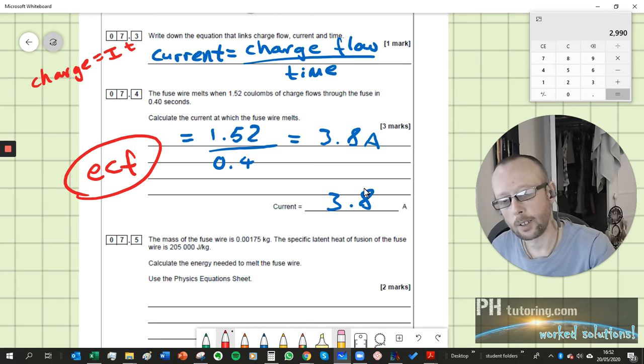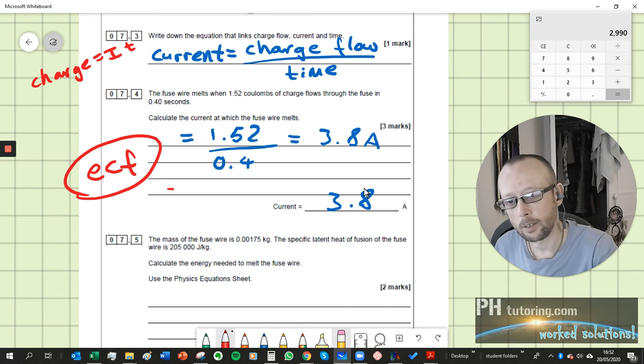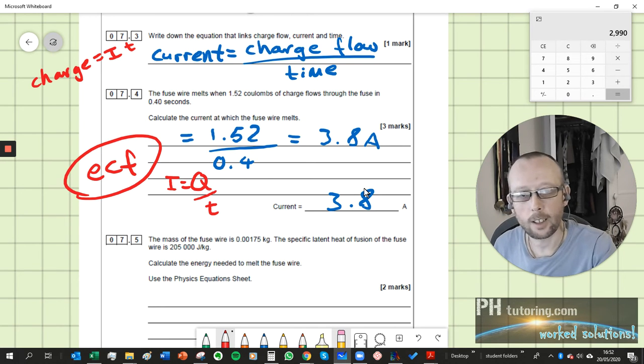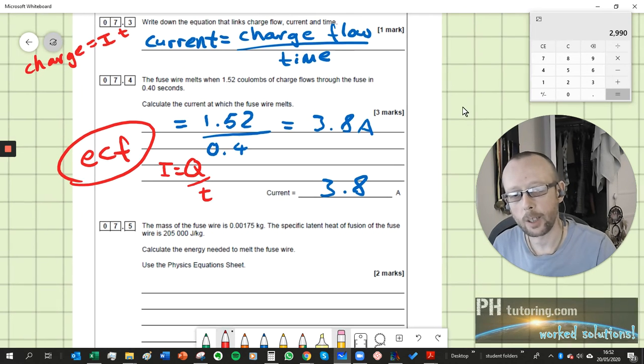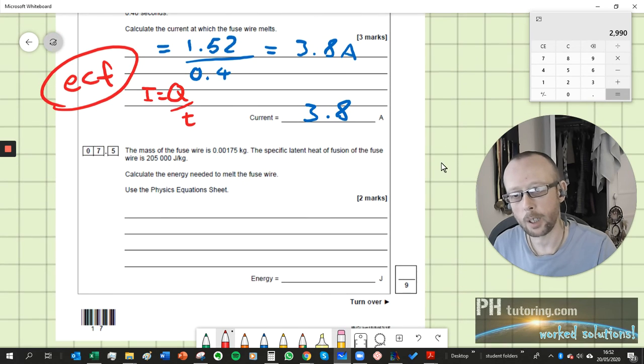And then they were saying, oh, you could rearrange that now. So current is equal to charge. Charge is Q, by the way. Don't ask me why. Just is. So they got 1 mark for rearranging it, but if you wrote it in that format, you didn't need to rearrange it anyway, and I believe you will still get all 3 marks.